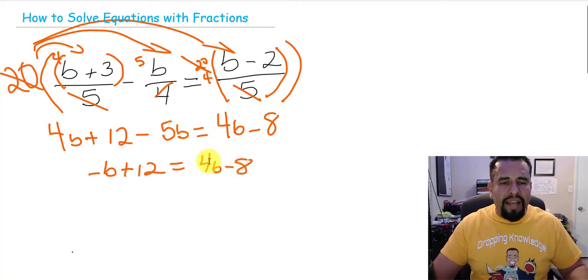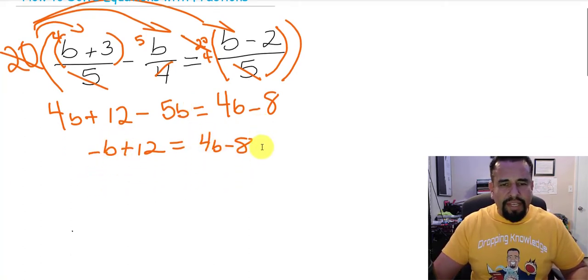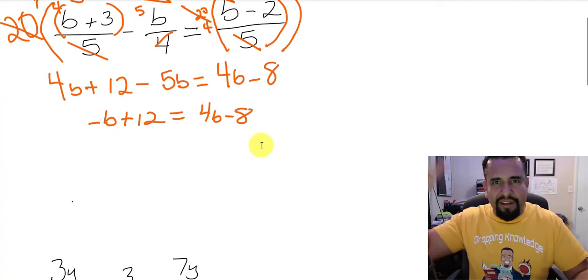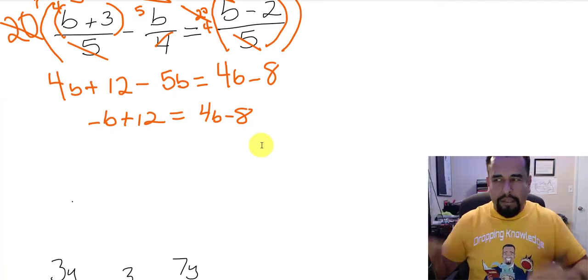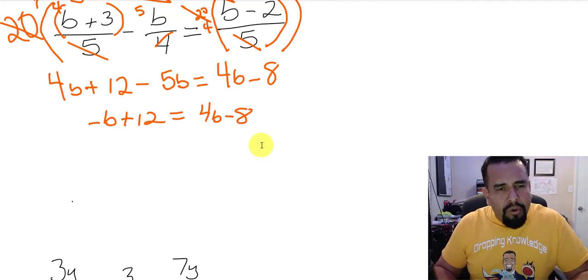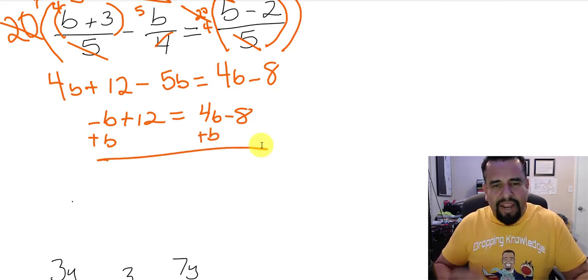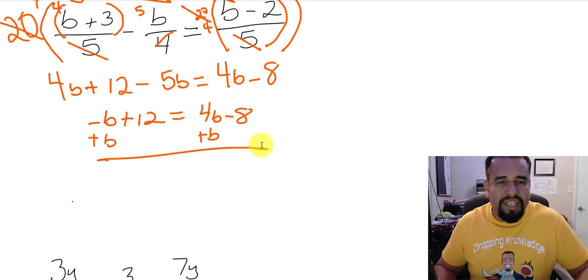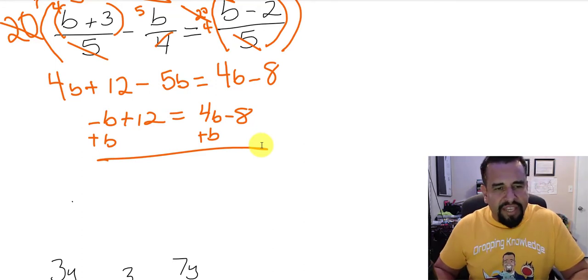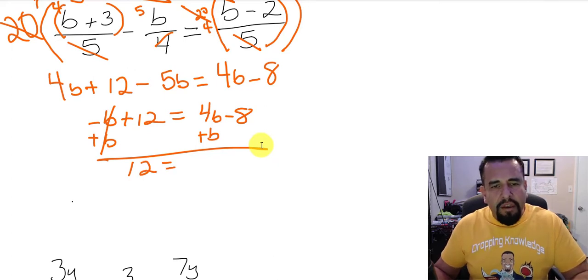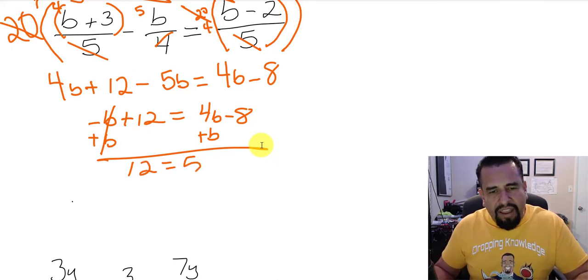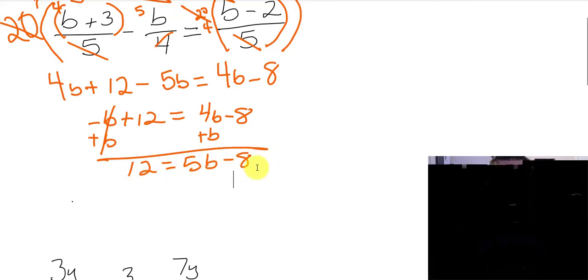So let's continue to combine the b's here, right? Get all the b's in the same colony. Get it? B's. So we have plus b here and plus b here. The reason I did it this way and not minus 4b on both sides is because I want to keep it positive. That way I don't have to change it at the end. So this is going to become a 0. This becomes 12 equals 4 plus 1b equals 5b minus 8. That's what I have left there.